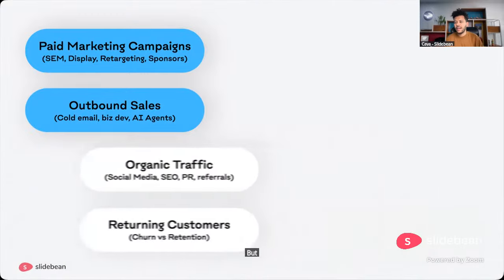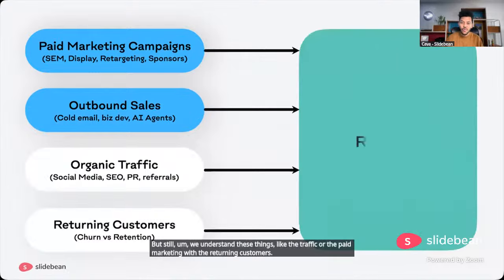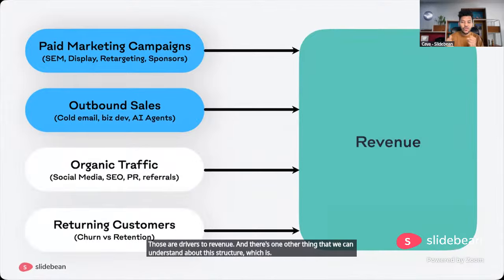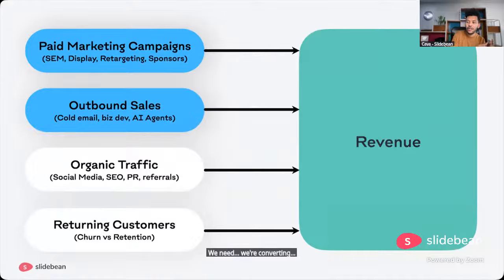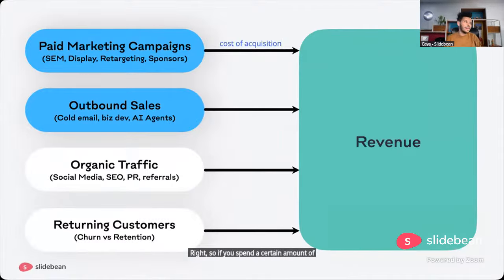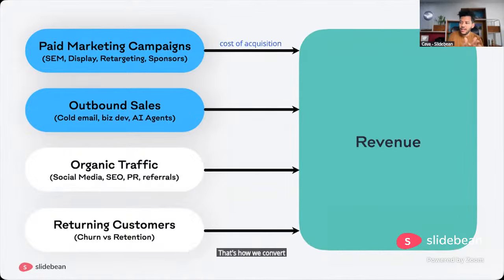But still, we understand that these things, like the traffic or the paid marketing or the returning customers, are drivers to revenue. And there's one other thing that we can understand about this structure, which is we're converting, in this case, dollars of spend into dollars of revenue. We would do that through, for example, cost of acquisition. So if you spend a certain amount in paid marketing, and for every $100 that we spend we get a customer, then that's how we convert paid marketing to revenue. We need to understand not just how much we spent, but also how efficiently we spent that budget. How are we moving cost of acquisition to revenue?